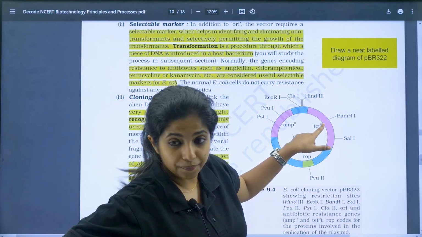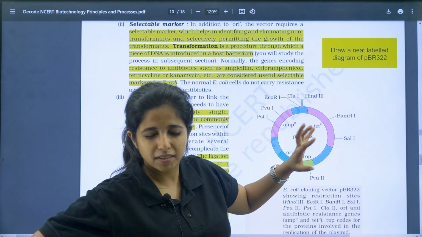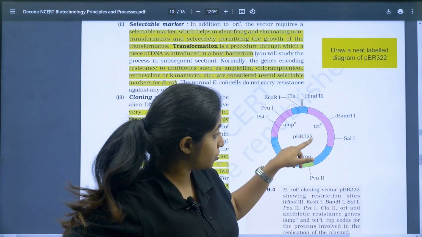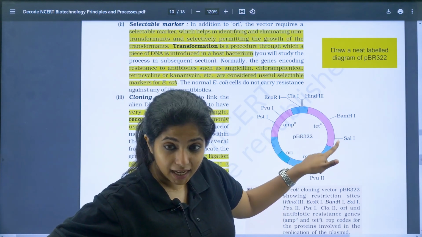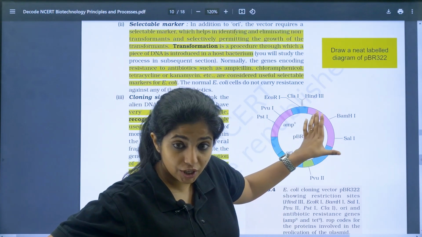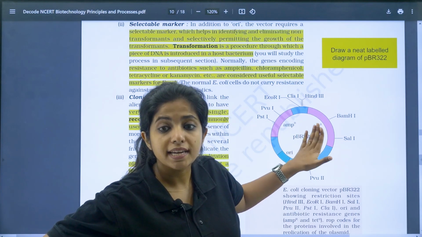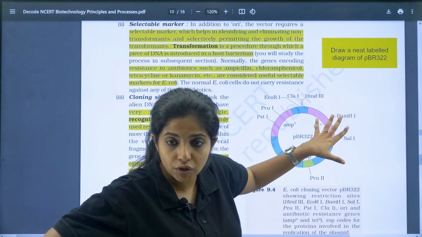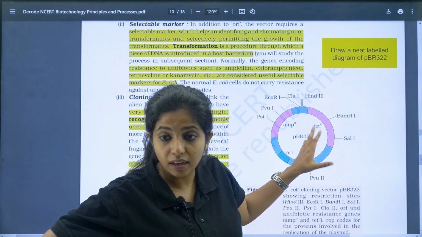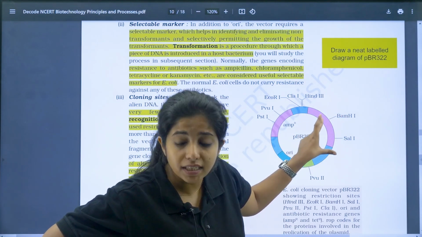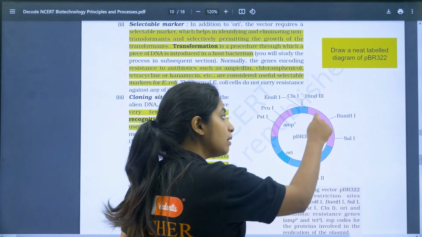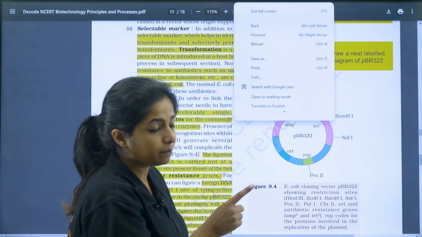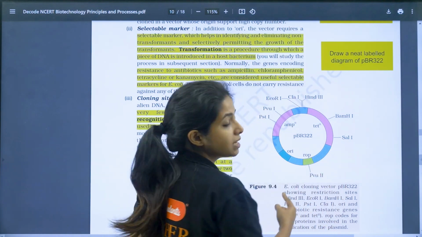But okay, not this. Oh my God, what happened to me? I'm so sorry. Not the restriction site. This area means it has a gene which provides resistance to tetracycline. That means if I am putting the antibiotic tetracycline, it will be resistant to it. It won't have any effect. Why? Because it has a tetracycline resistance gene. But in the same gene, I have two sites. One site is for BamHI, a restriction enzyme. Another site is for another enzyme, that is SalI.